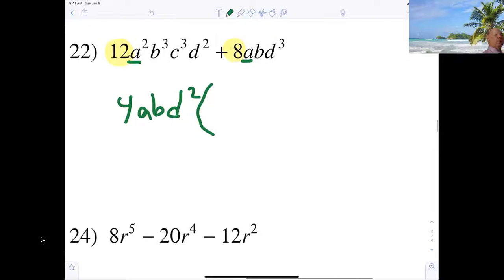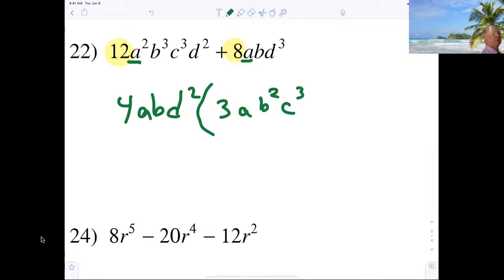All right, now tell me, Tucker. Let's go. So then you go 12 divided by 4 is 3. Yes. So it's 3a, b is b squared. Good. And then would you put in the c cubed? Of course. So c cubed and then plus 2d.